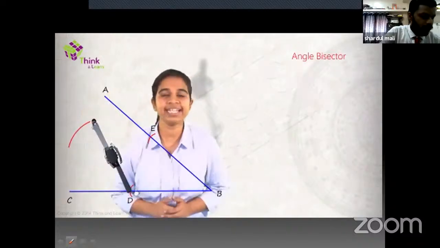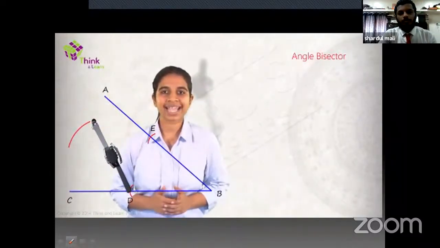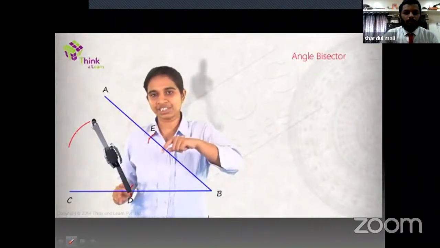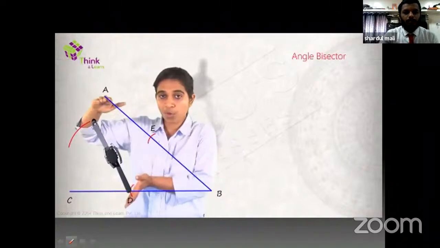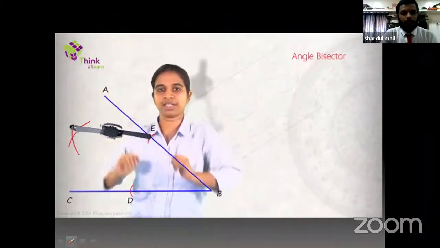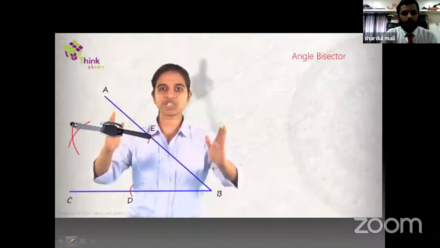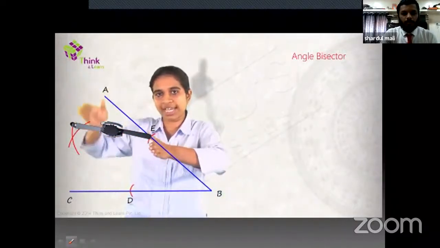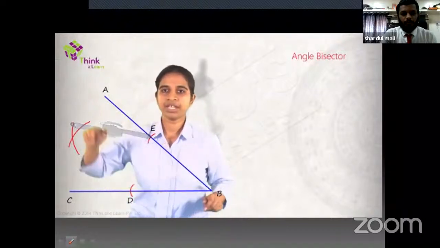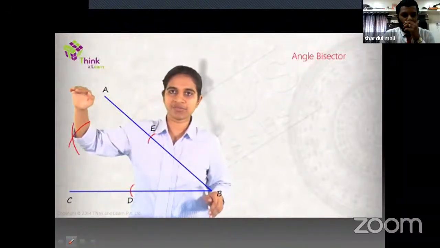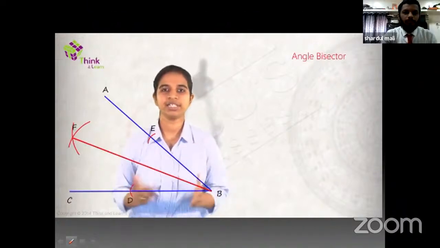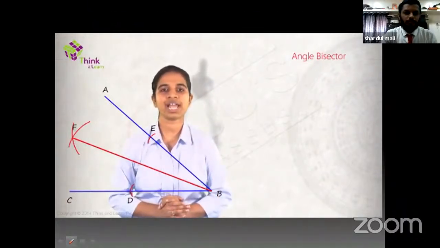You don't necessarily need to keep the same distance. Technically, the distance you need to take has to be more than half of DE. Move your leg from D to E, mark another arc. Right? We marked an arc, moved our leg here, marked another arc. Now join the intersection of these arcs to point B, and there you have your angle bisector. That's how you draw the angle bisector of an angle.